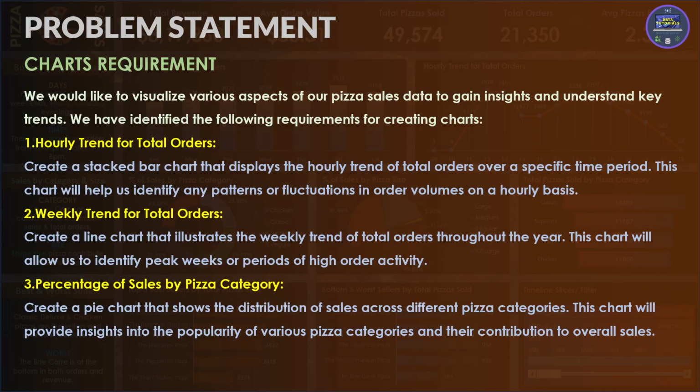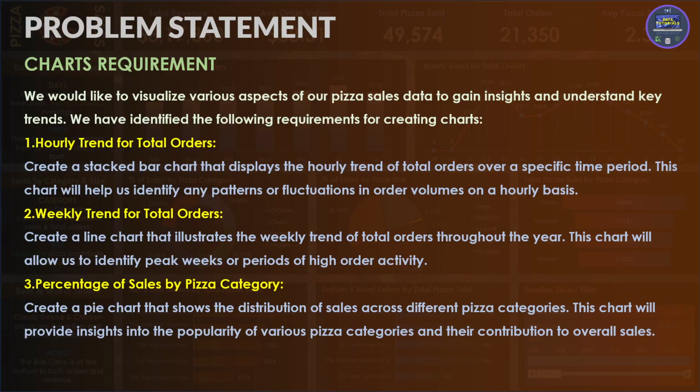The first one is to find out the hourly trend for total orders. Let's say that in a particular day that pizza shop opens at 9 a.m. in the morning and closes at midnight. In those total hours, how is the order frequency? He wants to find out the trend of the orders and wants us to create a stacked bar chart for that. The next one is a weekly trend for the orders.